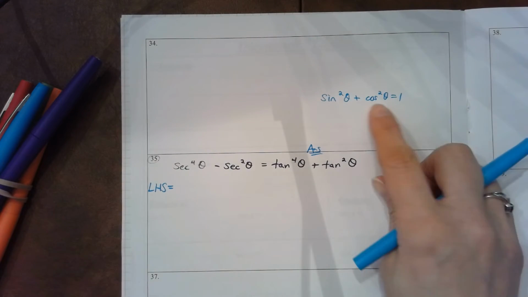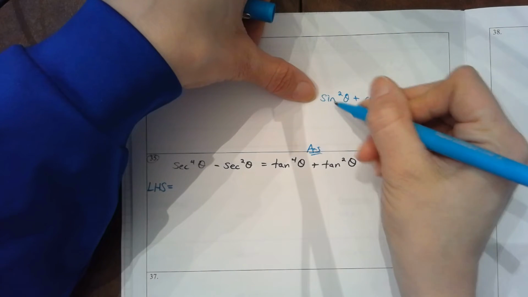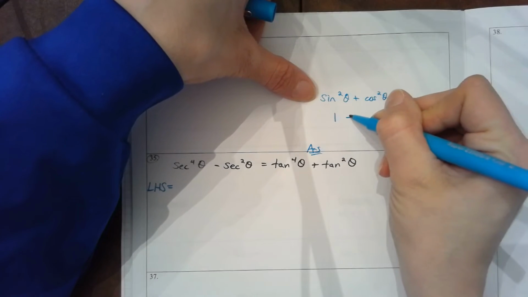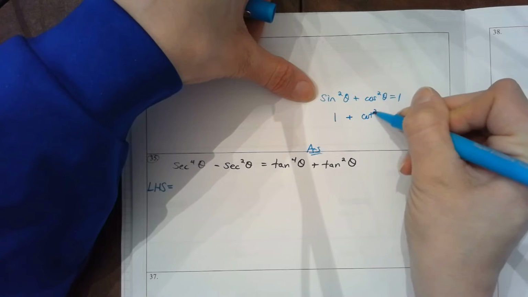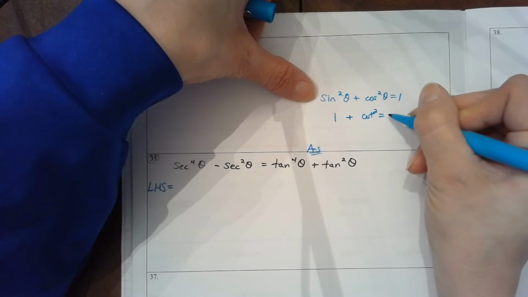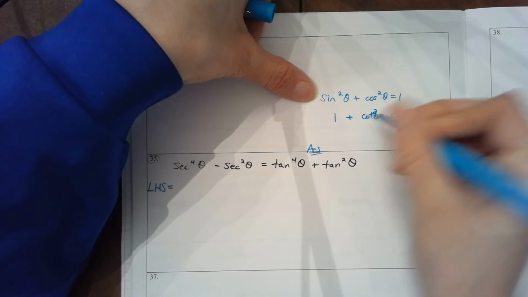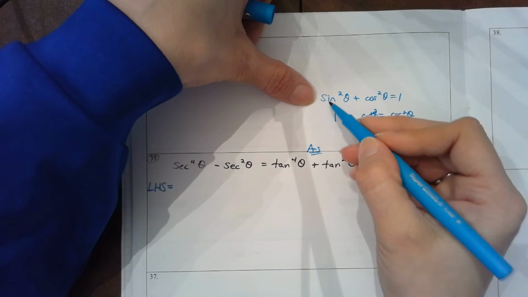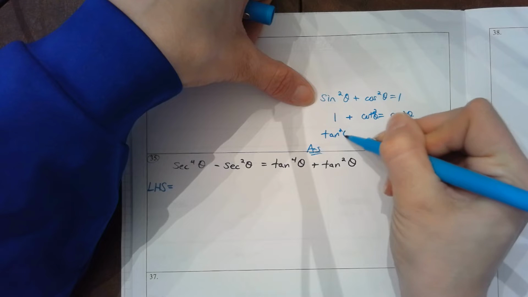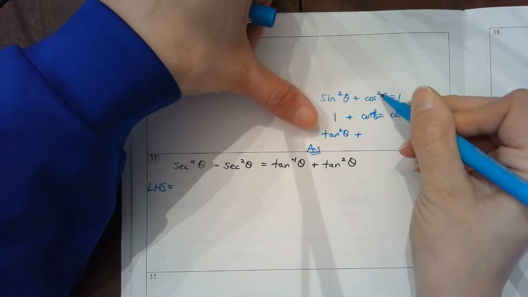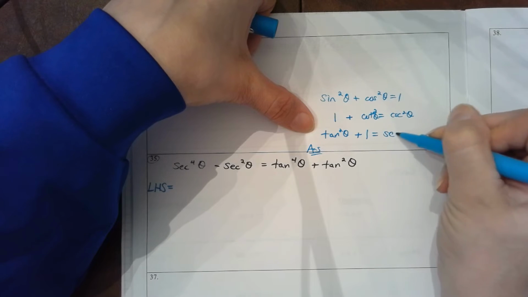This is the first Pythagorean identity, and if we go ahead and divide everything by sine squared, you get 1 divided by sine squared, you get cotangent squared. Divide by sine squared, you get cosecant squared. So that's the second Pythagorean identity. Let's do it again, this time dividing by cosine squared. That makes tangent squared. Divide by cosine squared, you get 1. Divide by cosine squared, you get secant squared.